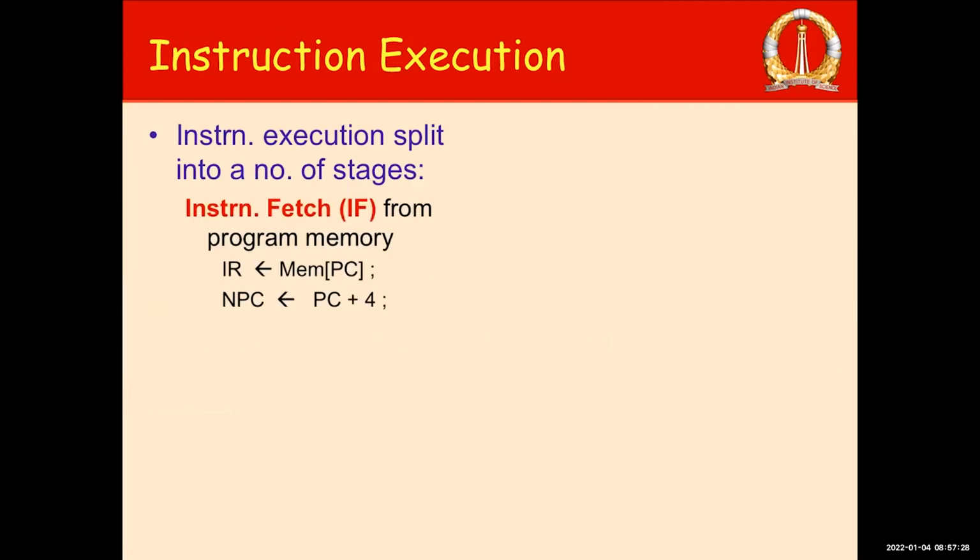The first stage is the instruction fetch stage. And in the instruction fetch phase, the instruction is fetched from the memory, and the program counter contains the address of the instruction to be fetched. Therefore, you use the program counter and fetch that particular memory location, and that is the instruction that you want to execute, and that is saved in the instruction register. Immediately after that, the program counter is incremented by 4, so that that becomes the program counter for the next instruction.